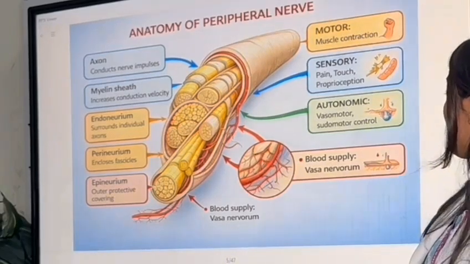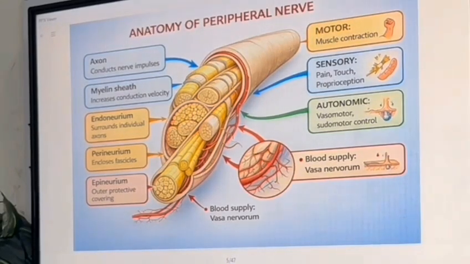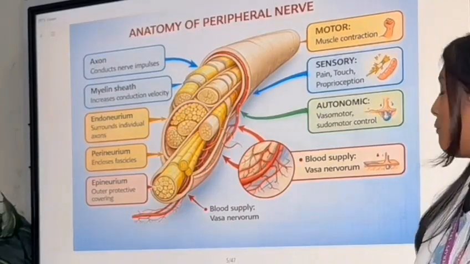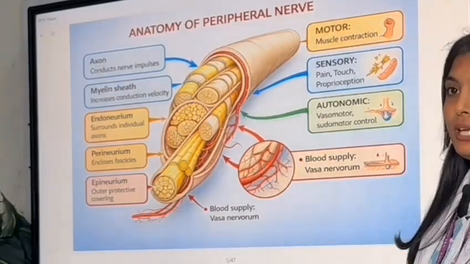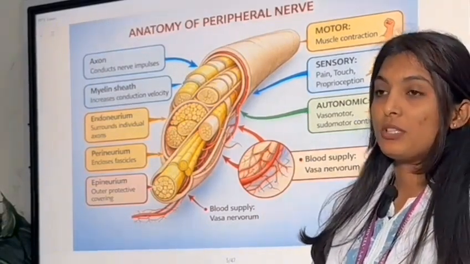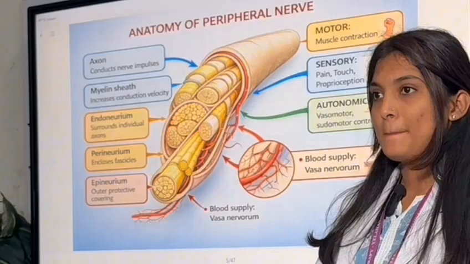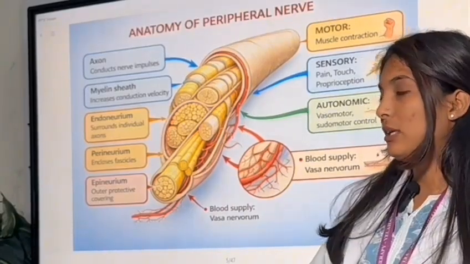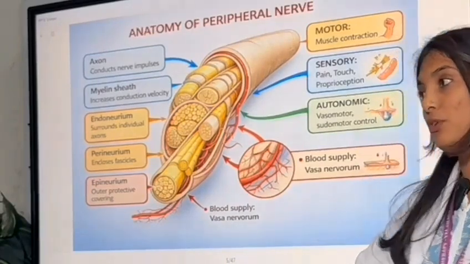The peripheral nerve has functions such as motor, sensory and autonomic. Motor function, that is muscle contraction. Sensory function, that is pain, touch and perception. Autonomic function, that is vasomotor control and pseudomotor control. Can anybody tell me what is vasomotor control and pseudomotor control? Vasomotor control and pseudomotor control are the functions of the autonomic system.